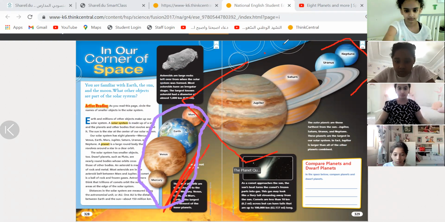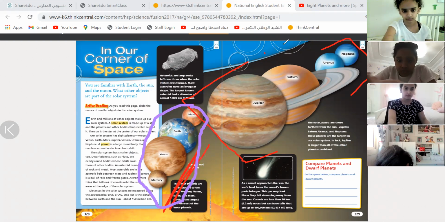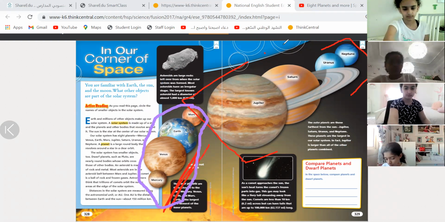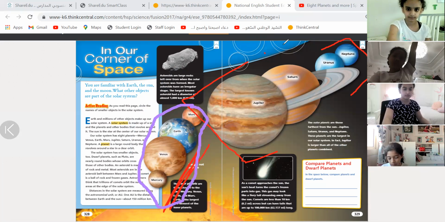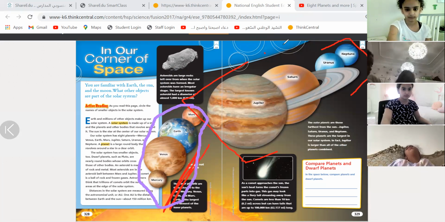And yes, inner planets are very close to the sun. Outer planets, they are far from the sun. Bushra, can you name for me the outer planets, please? Sure. Jupiter, Saturn, Uranus, Neptune. Excellent, all of them. Do you think they are very cold planets or very hot planets?